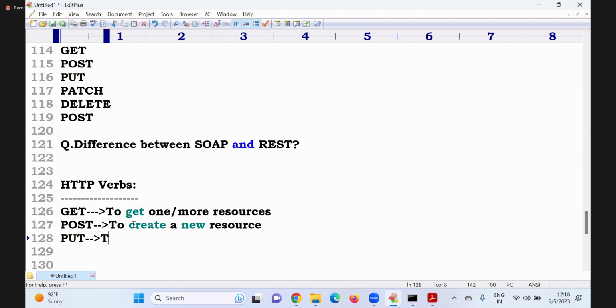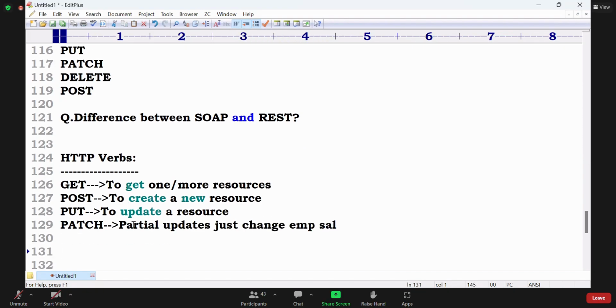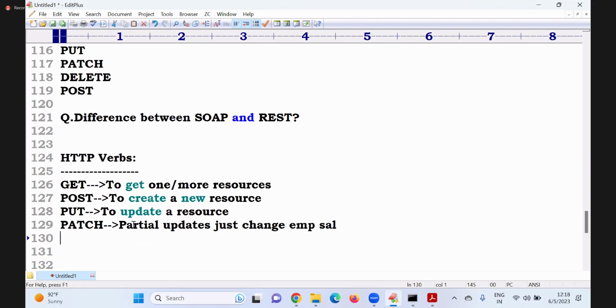Put is to update a resource. Another one, patch, partial updates, like just I have to change EMP salary. How many fields are you changing? Only one. Partial updation, then patch. More columns are there, put. Delete, to delete a resource.